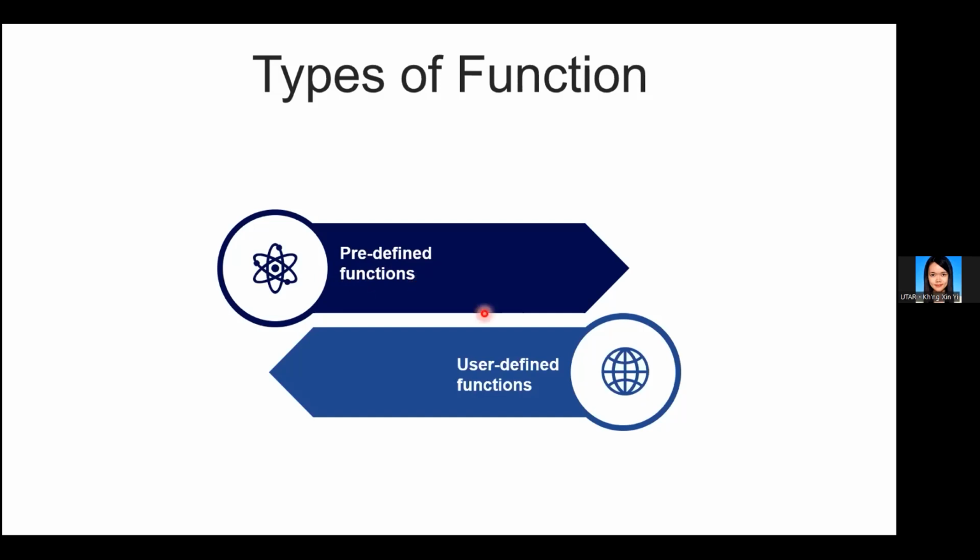Then if you look at the second type of function, the keyword is user-defined. User means us, right? The programmers, the developers. And this means that this is the function defined by us. We are going to create the function ourselves, right?